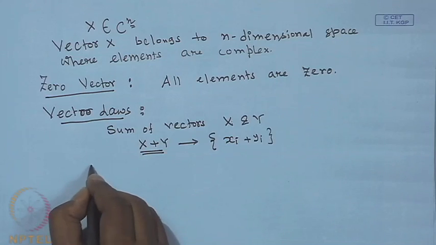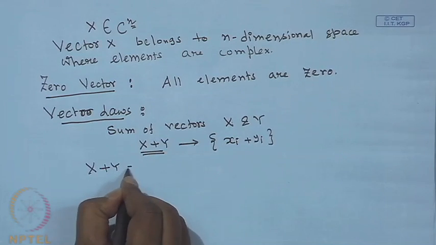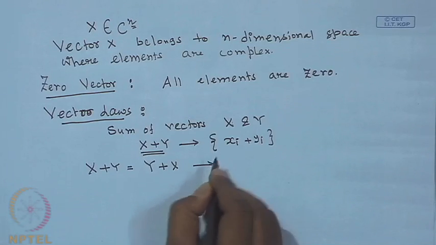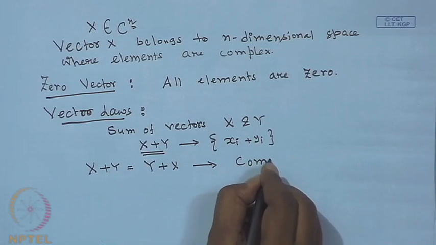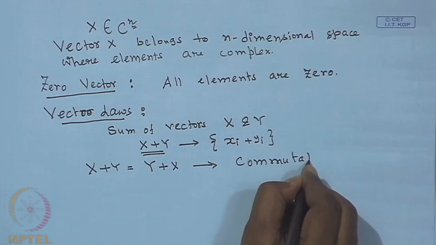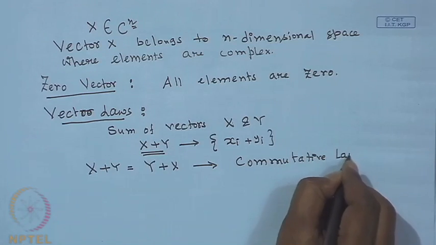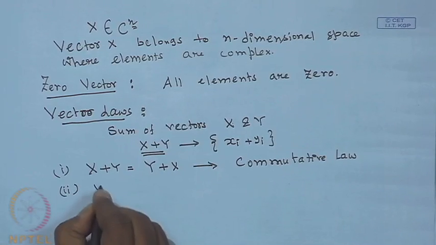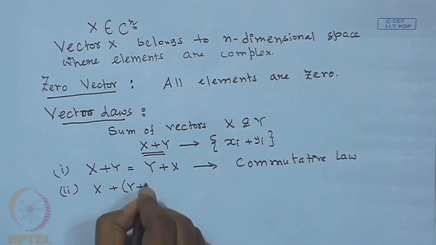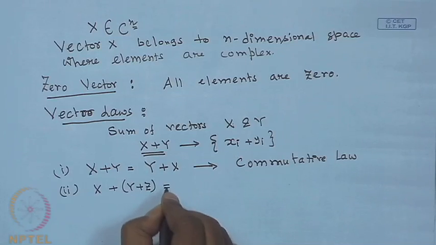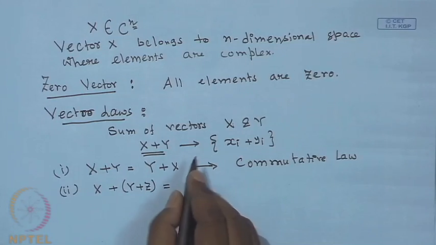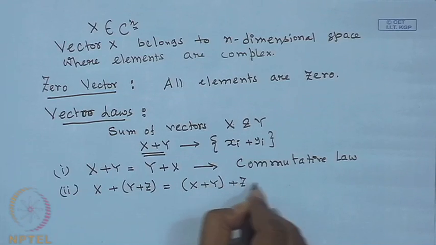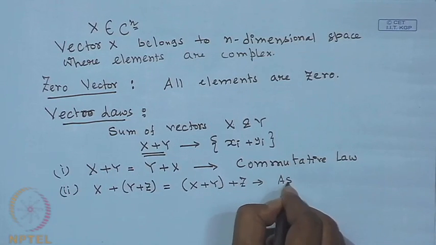So, what are the laws? x plus y is identical to y plus x, and this is known as the commutative law. Next vector law: suppose there are three vectors x, y and z, then x plus y plus z is identical to x plus y plus z grouped differently. This is known as the associative law.